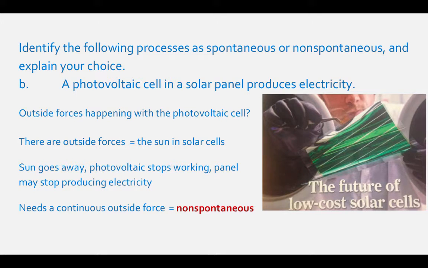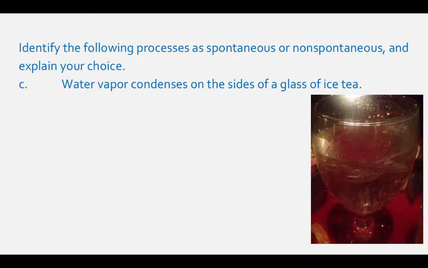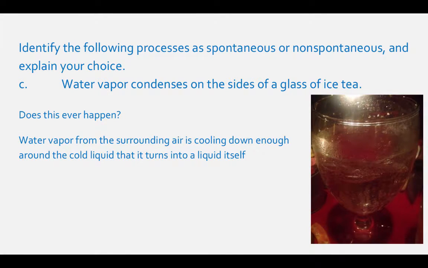For letter C, when water vapor is condensing on the sides of a glass of iced tea, you need to ask yourself if this does happen at all. Will water vapor condense on the glass of cold liquid? Yes, it will, because water vapor from the surrounding air is cooling down enough around the cold liquid that it turns to a liquid itself. So yes, this is a spontaneous process.